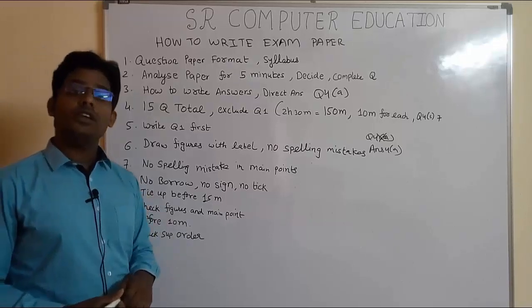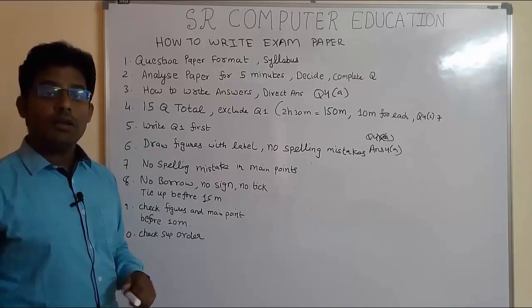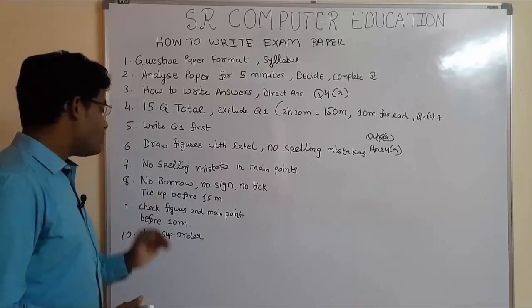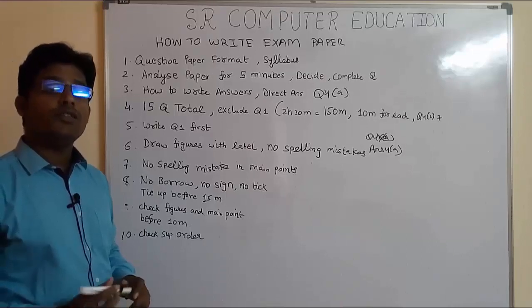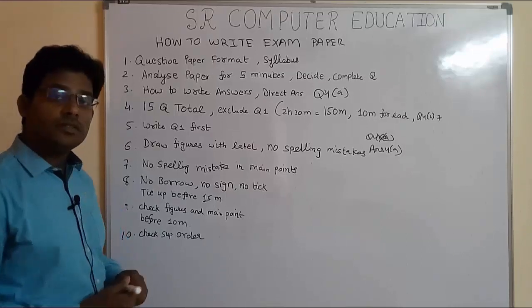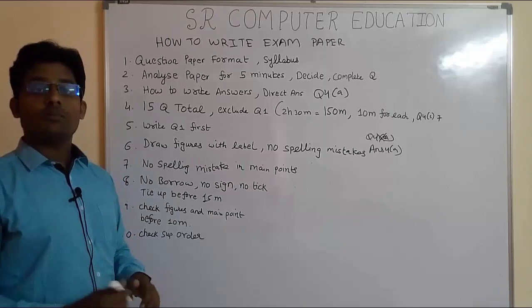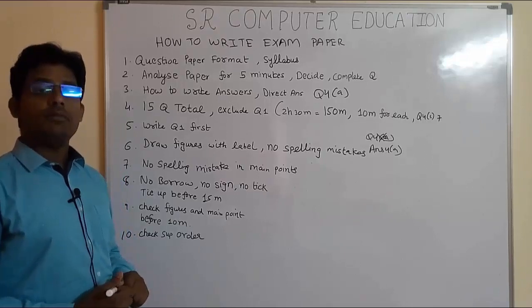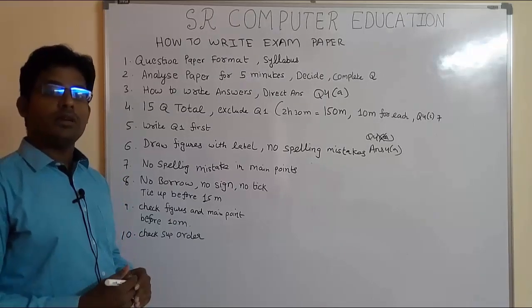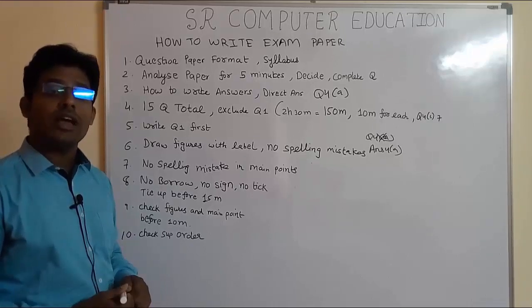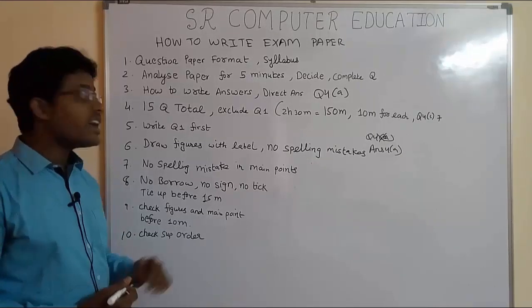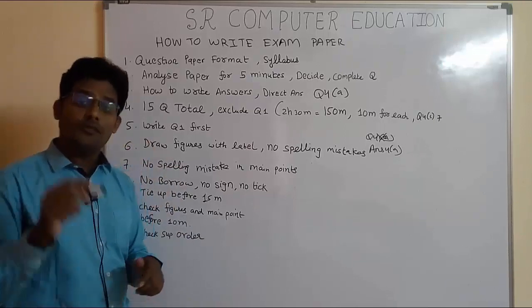And 15 minutes before the completion of the examination, tie up your supplementary and main answer book properly in proper sequence. What students do, they take 4 supplementaries and they tie up the main answer book and then supplementary number 3, then supplementary number 2, then supplementary number 4. It is not allowed. The examiner is not going to check your paper properly if you do this.